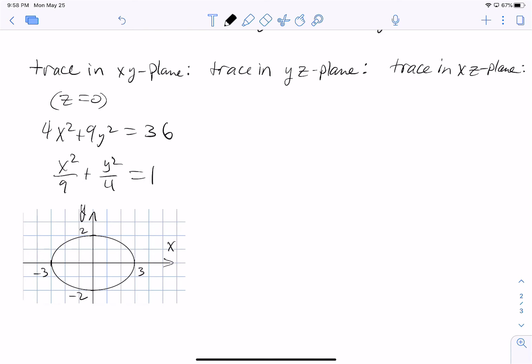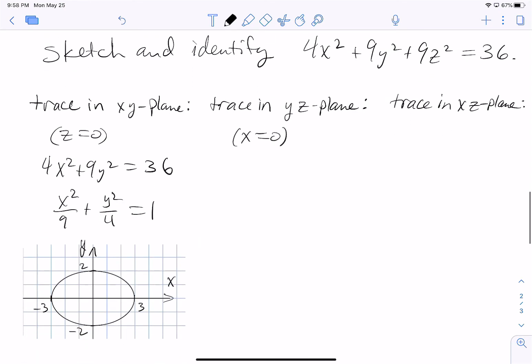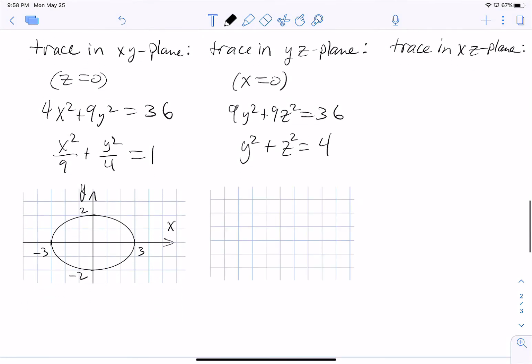For our trace in the yz plane, we have that x is equal to 0, and we have the equation 9y squared plus 9z squared is equal to 36, or y squared plus z squared is equal to 4. As we know, that's of course a circle of radius 2, and again, this is the yz plane.